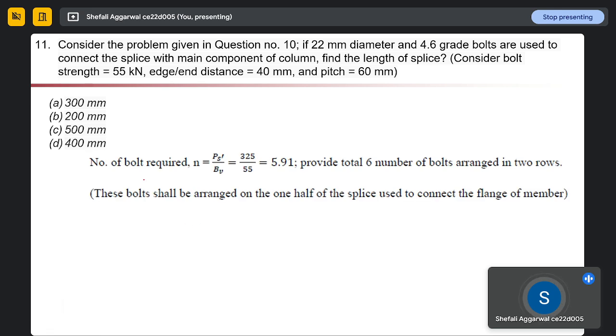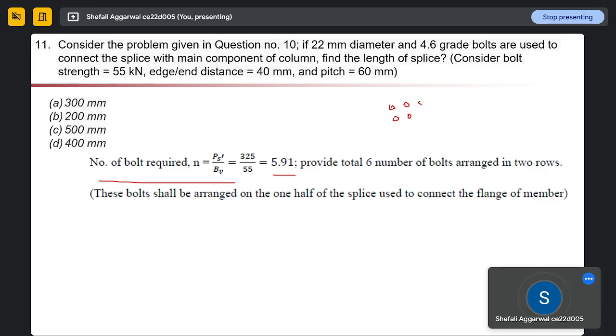So first we will calculate the number of bolts required. The number of bolts required is given by this loading divided by strength. The load required by this splice, which we have calculated in our previous example, divided by the bolt strength will give us the number of bolts required, 5.95. We are assuming we are providing 6 bolts with 2 rows, 3 in 1 and 3 in 2.